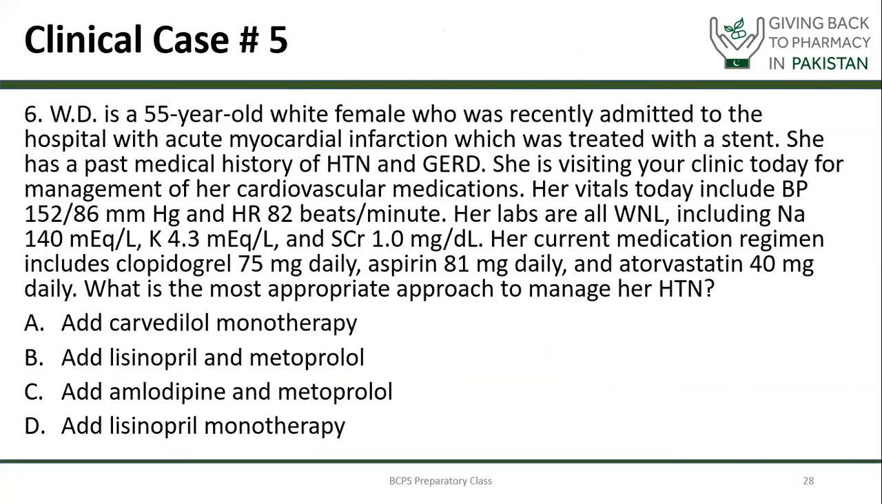So clinical case number 5, WD is a 55-year-old white female who was recently admitted to the hospital with acute myocardial infarction, which was treated with stent. She has a past medical history of hypertension and gout. She is visiting your clinic today for management of her cardiovascular medication. Her vitals today include BP 152 over 86 millimeter mercury, heart rate 82 beats per minute.